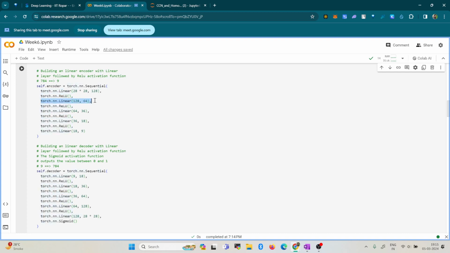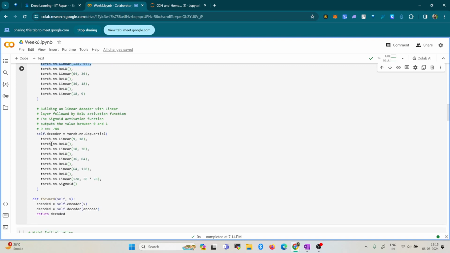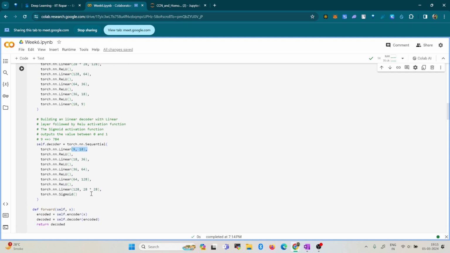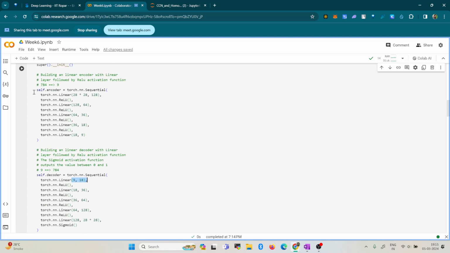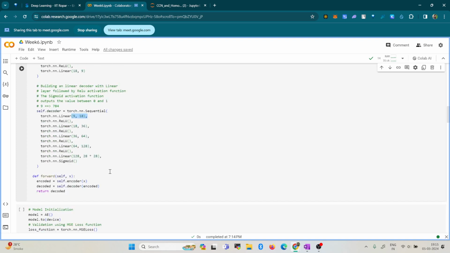Again, I am converting 128 to 64, then 64 to 36, 36 to 18, and then 18 to 9. This is the conversion that I am doing. So I have gone from 784 dimensions to 9 dimensions. This is my encoder part. Now for the decoder part, I begin with 9, I go to 18, then 18 to 36, 36 to 64, 64 to 128, and then finally 128 to 784. I have defined my encoder part and I have defined my decoder part.